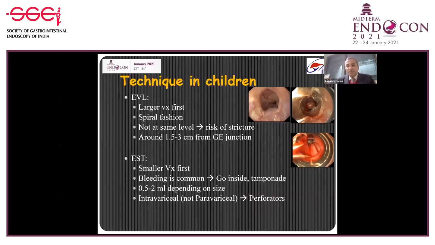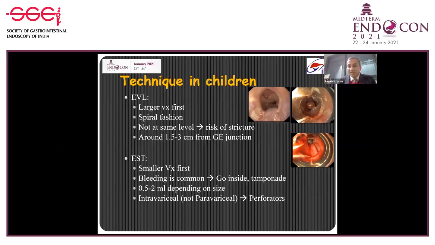So the technique of band ligation or endoscopic sclerotherapy. For band ligation, the larger varices should be banded first, and this should be in a spiral fashion. We should be careful that two bands should not be at the same level, because this can lead to the development of stricture, and the banding should be started at least 1.5 to 3 centimeters from the gastroesophageal junction, depending on the size of the baby and the length of the esophagus.